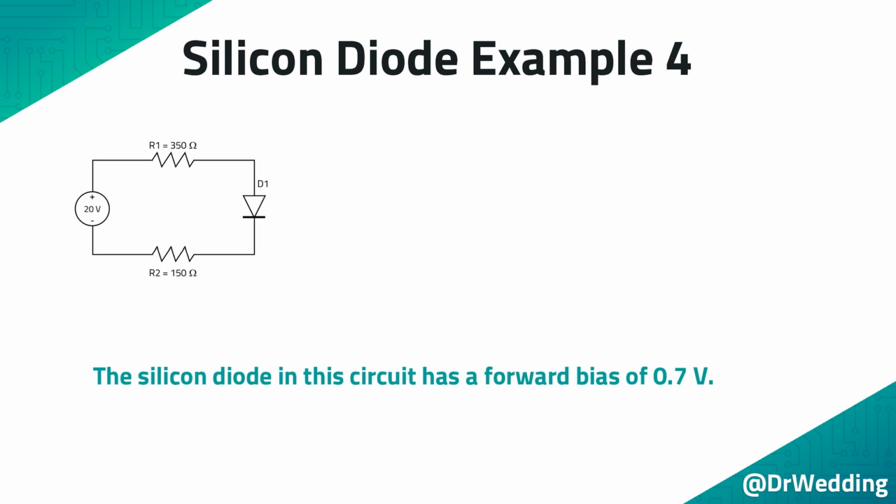This is the final silicon diode example. It follows the same steps as example 3. You may want to pause the video and see if you can solve it. When you restart the video, the solution will be given.